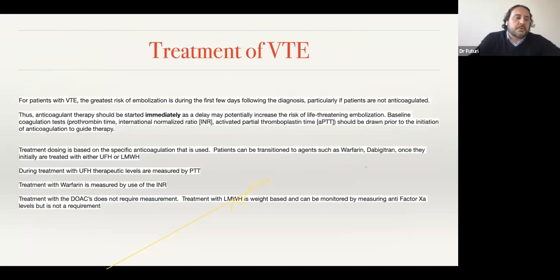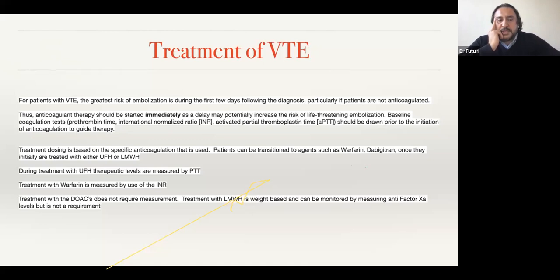In the treatment of VTE, the greatest risk of embolization is during the first few days of treatment. So it's really important to start these treatments immediately. Do not delay treatments. Prior to beginning treatments, it's important to evaluate their pro times and INRs and PTTs. I also do a CBC, and I do a metabolic panel. I want to look at their renal function, their hepatic function. I want to make sure that they don't have things like thrombocytopenia or anemia, in which the bleeding risk can be higher in those patients.